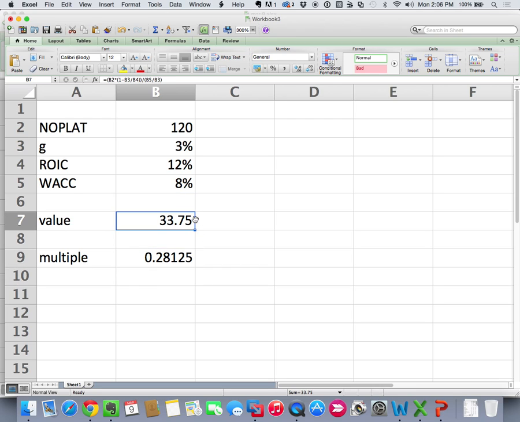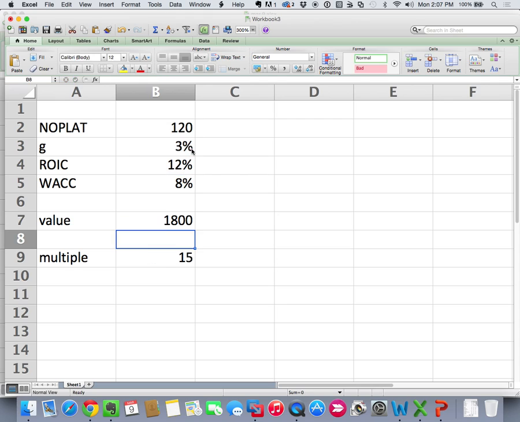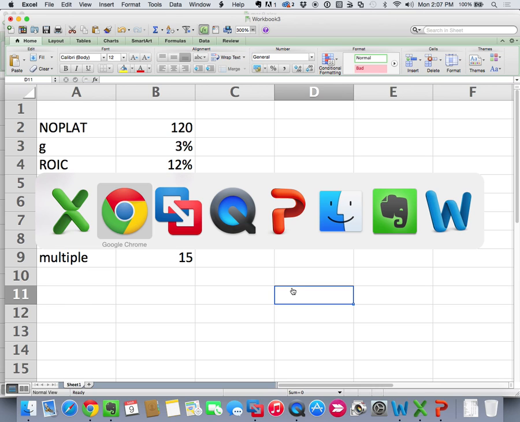Sorry, there's something wrong with this formula. So again, equals PLAT times 1 minus the growth divided by the return, minus G. There we go. Value 1800, multiple of 15. Okay, so the key answer there was to get the multiple of 15. Right. Question 3.